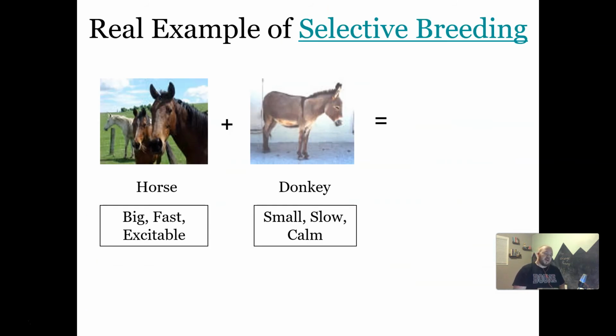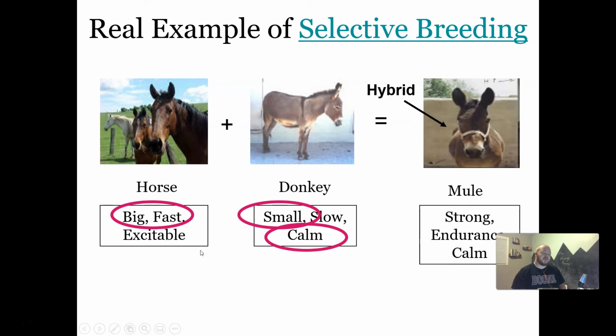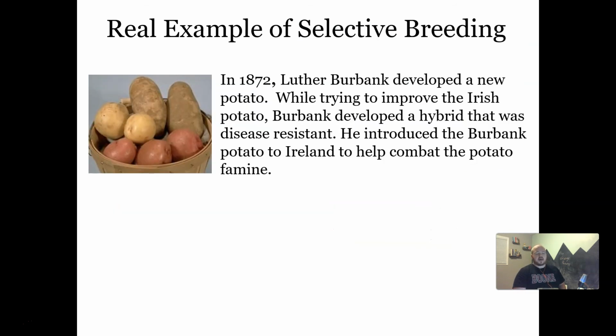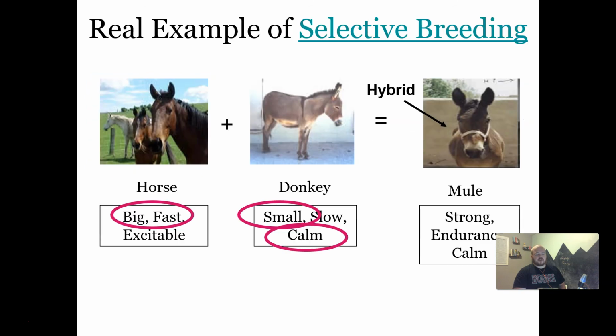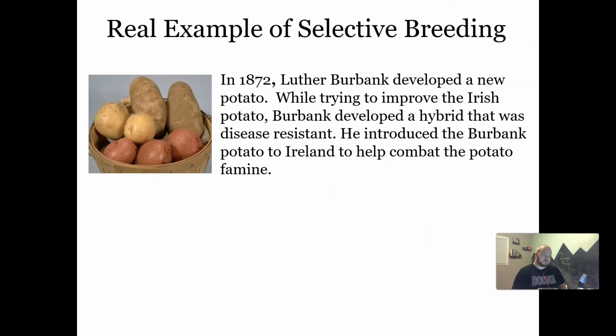Another example of selective breeding is taking a horse and a donkey. The horse is big and fast, the donkey is small and calm. When we take a horse that's big and fast and a donkey that's small and calm, we produce a mule, which is strong, has great endurance, and is calm. The problem is, it's a hybrid, and it's at a real disadvantage because it will not be able to produce offspring. That's something we're going to talk about in the evolution unit.